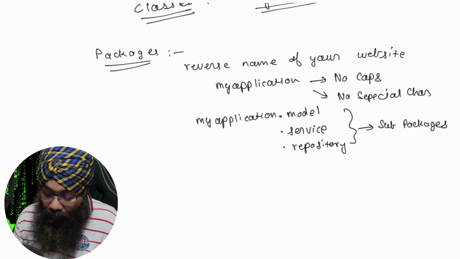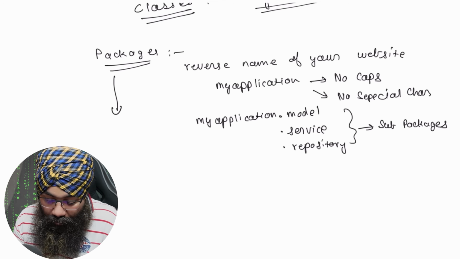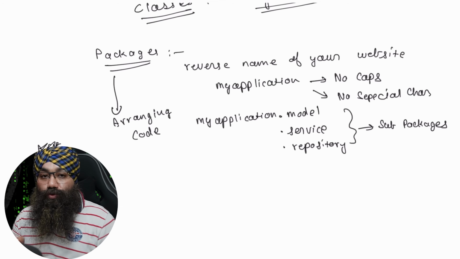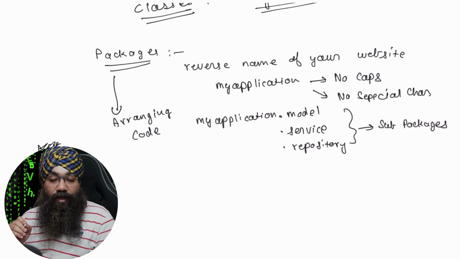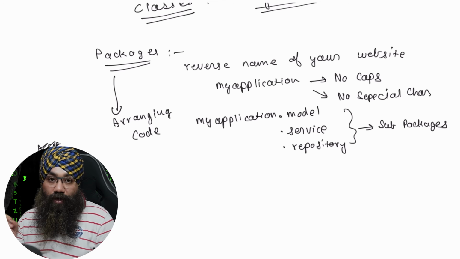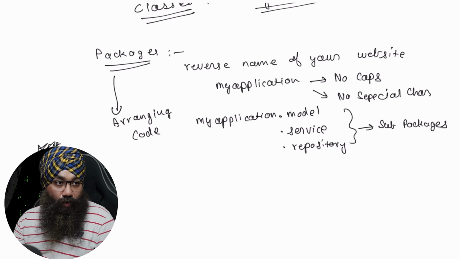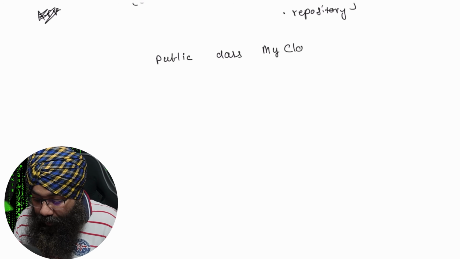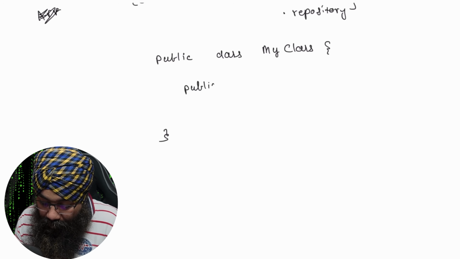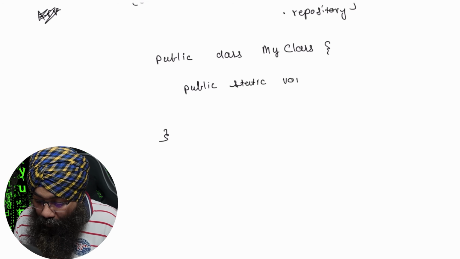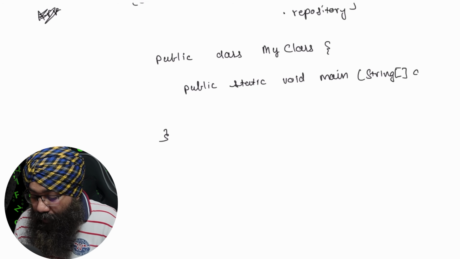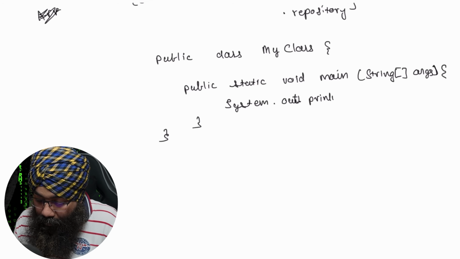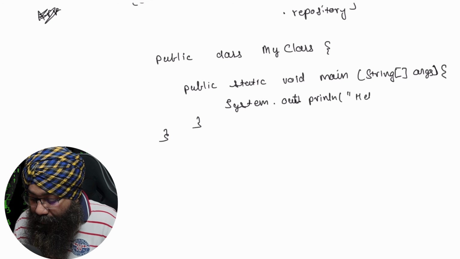So what do we use packages for? For arranging our code. Okay. So that classes with similar functionality live in a common package. That is how you organize your code. Okay. So the code that we wrote was public class my class, and then we again had public static void main string arguments, and inside this we had system.out.println, and then the famous message hello world.